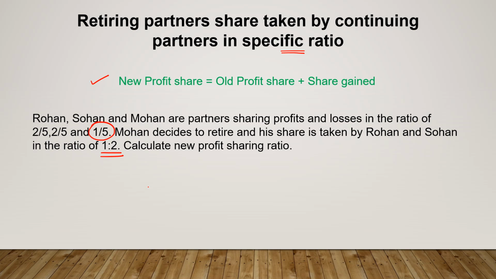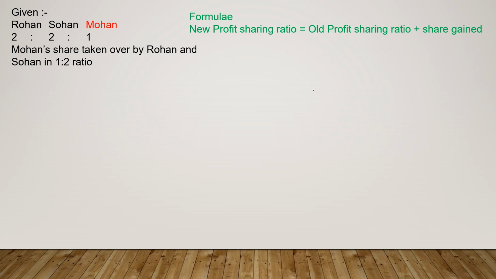If that was not specified, we would have just cut out and it would have been 2:2, or equally between Rohan and Sohan. But the case is where they have specified that Mohan's 1/5 share is going to be taken over by Rohan and Sohan in 1:2 ratio. Now they have asked you to calculate the new profit sharing ratio. So we're going to use this formula. So let us do the calculation.